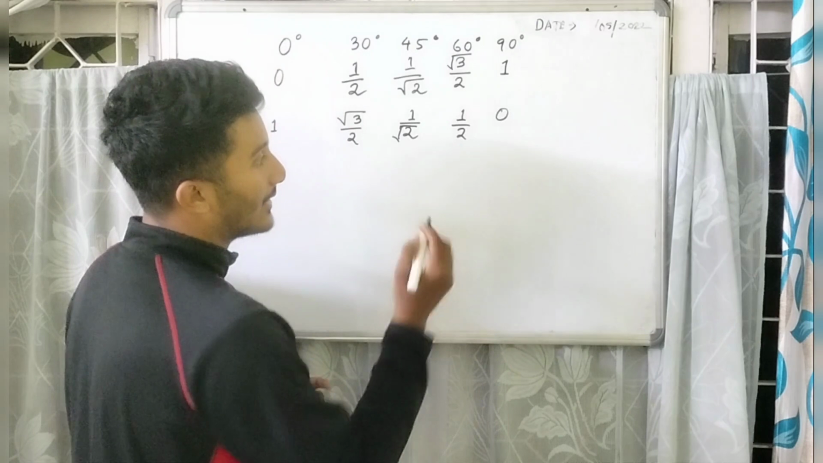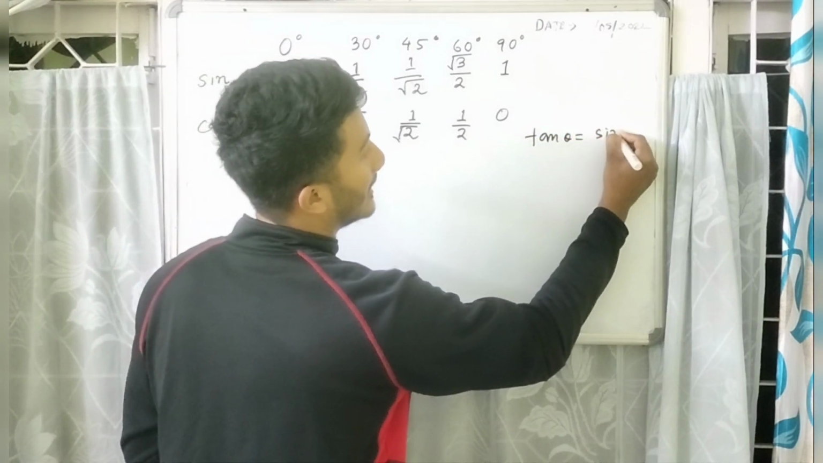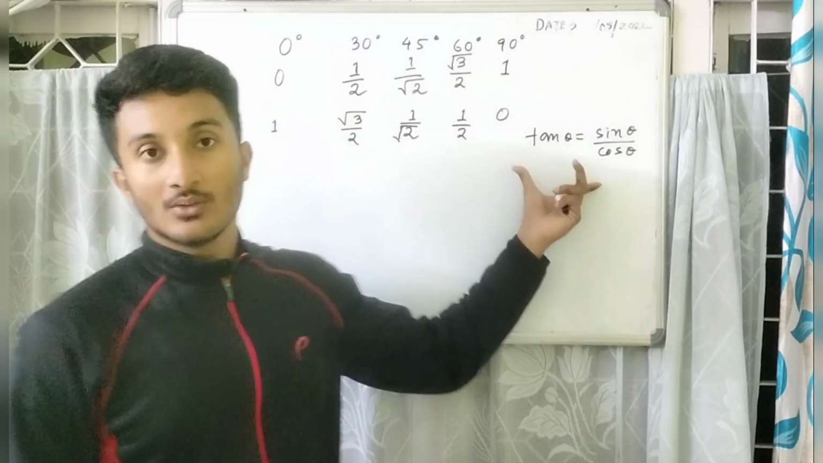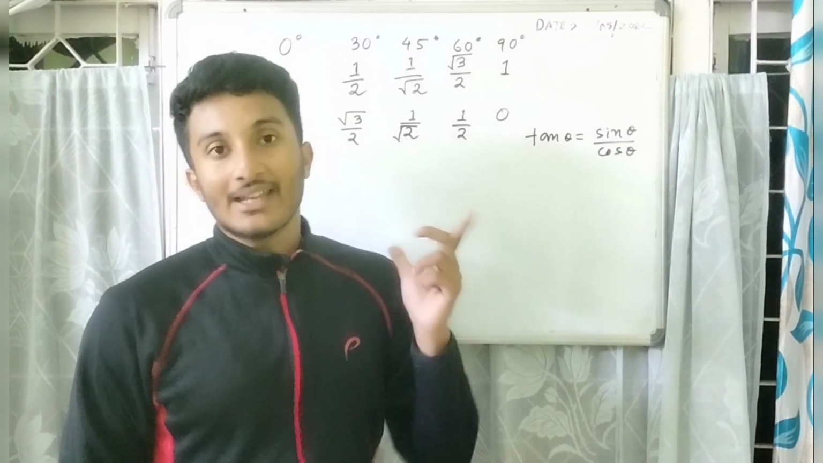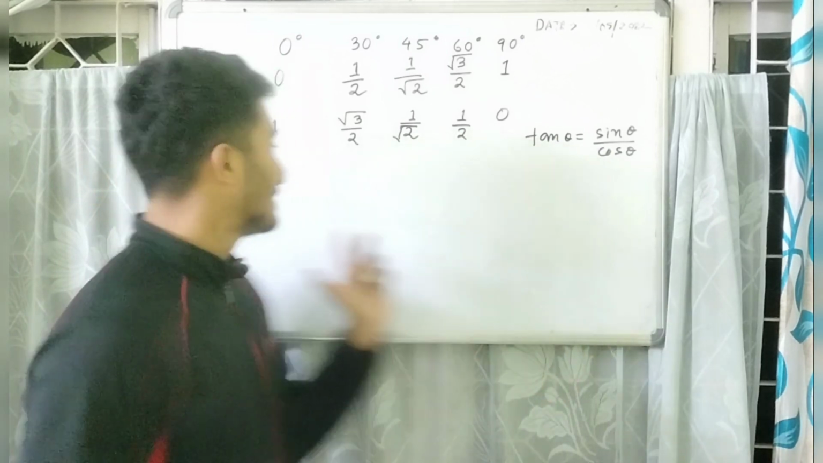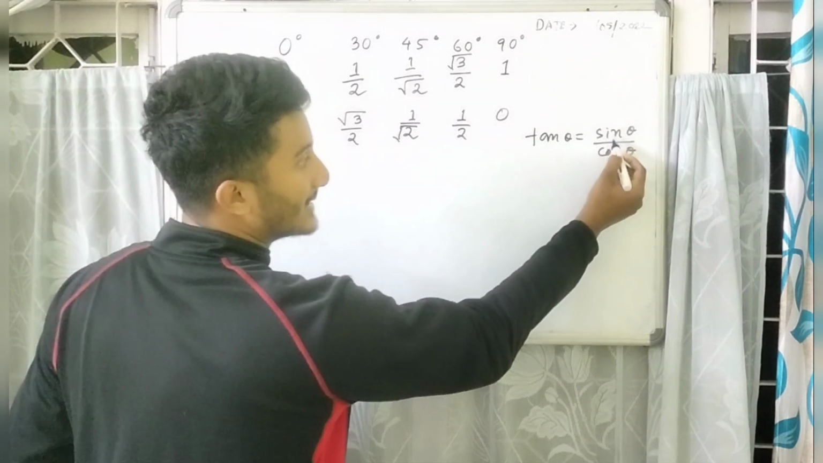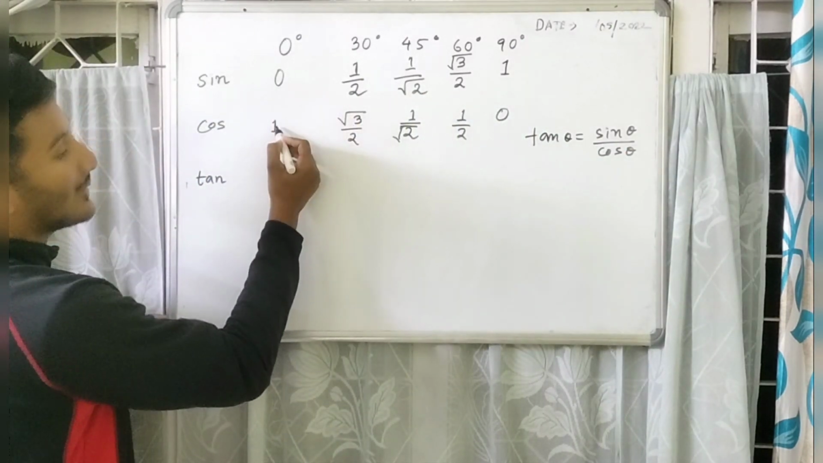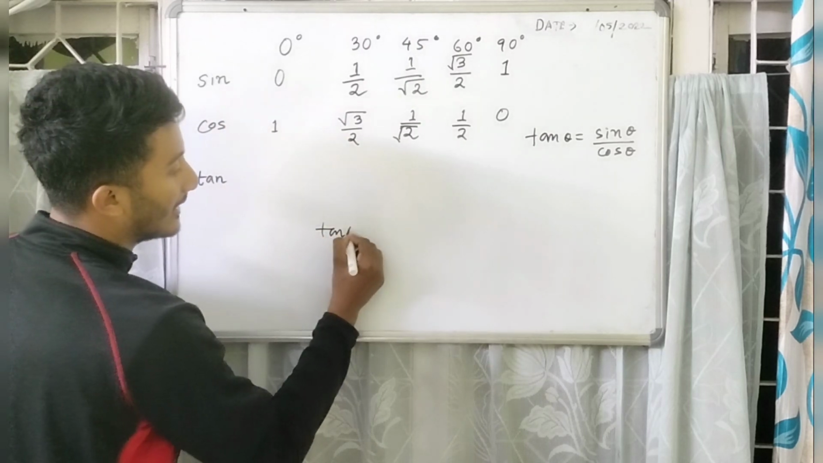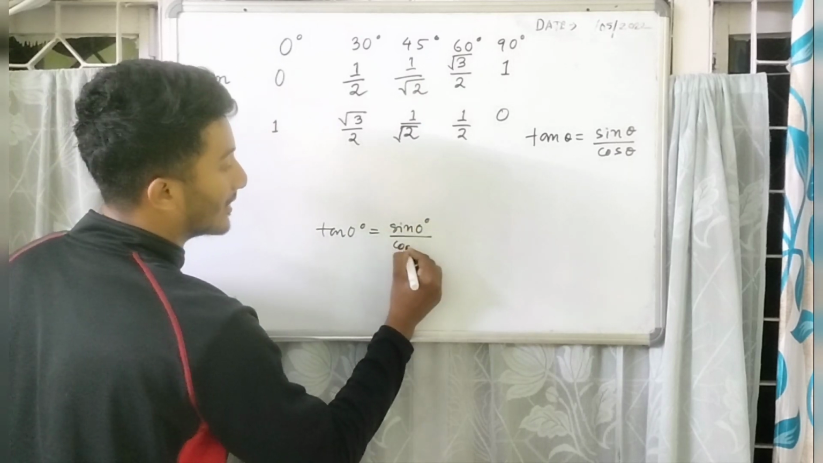Now you have to remember one formula, that is tan theta is nothing but sin theta by cos theta. Why do you need to know this formula? Because right now we'll be finding out the values of tan for all the angles. So now we'll be writing here tan, right? What is the formula? It is nothing but sin theta by cos theta. Because if we are to find tan 0 degree, then we'll be writing here sin 0 degree by cos 0 degree, right?